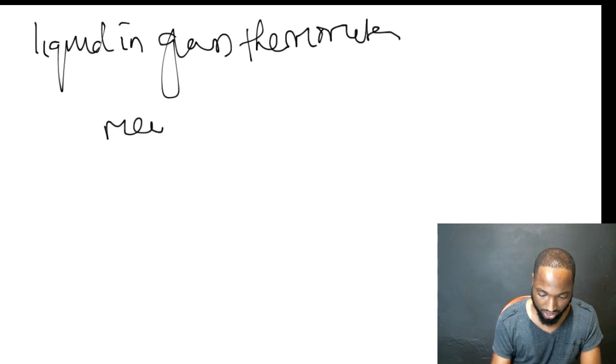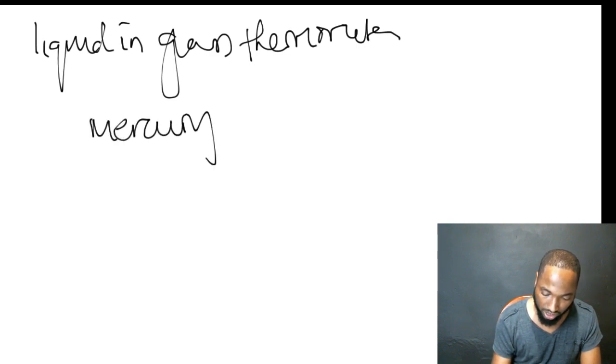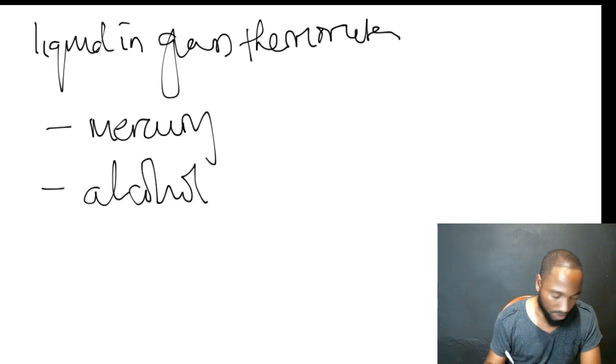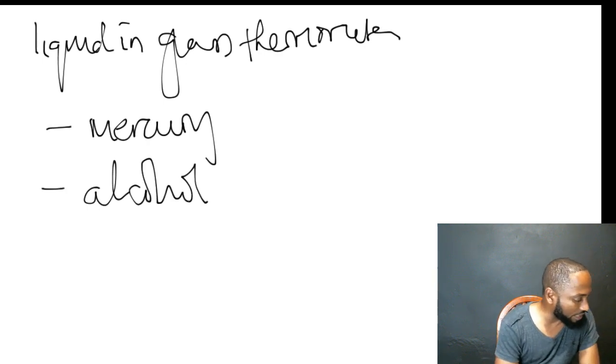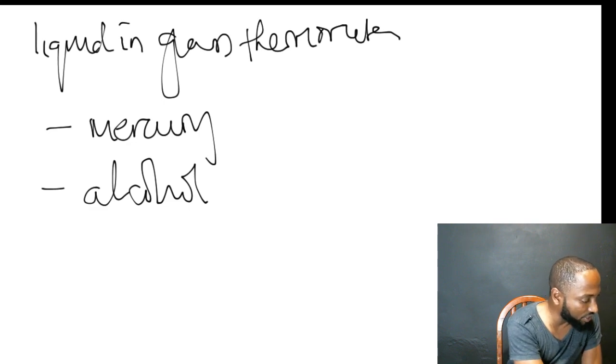You could have the mercury. Also, we can't spell mercury, that is what we're saying. Mercury, and you have your alcohol thermometers. Benefit of mercury over alcohol, benefit of alcohol over mercury. Know that.